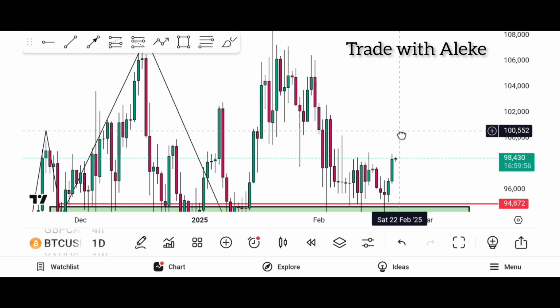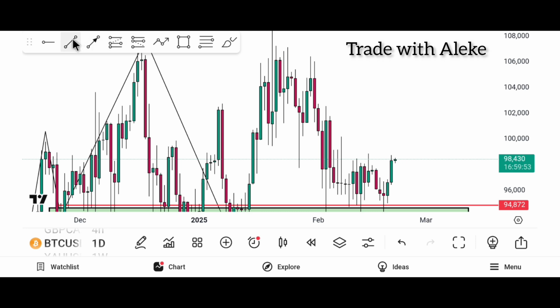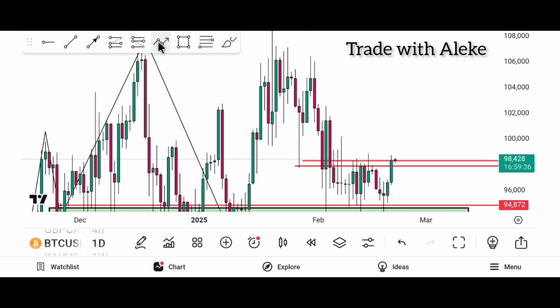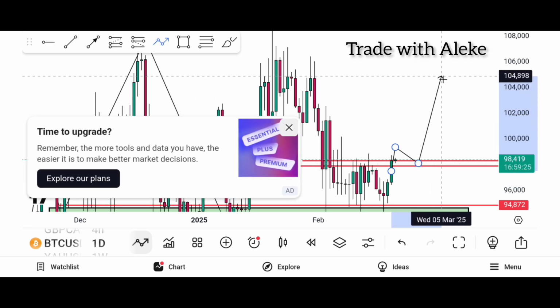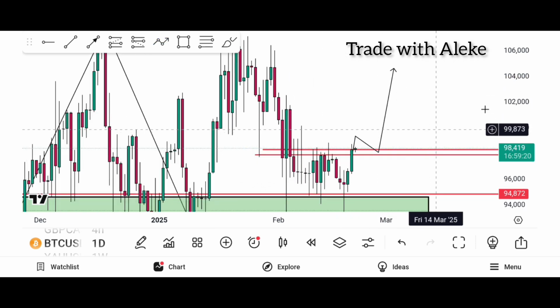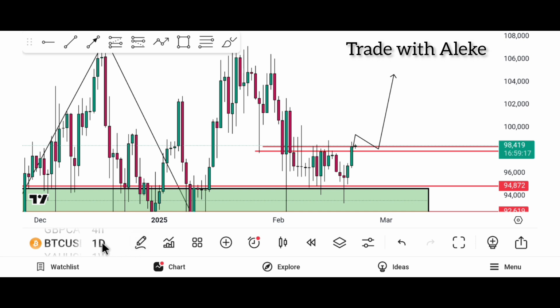So if price is actually willing to continue to the upside, then I want to see a break above this level, because price moves from zone to zone. So if the market is able to break the price of BTC above 98k, then I want to see a retracement into this breakout region or a little bit lower. Then I want to buy to the upside. You understand? So this is our daily time frame.